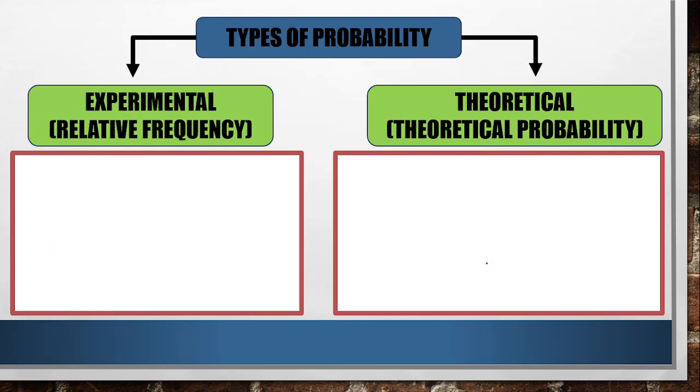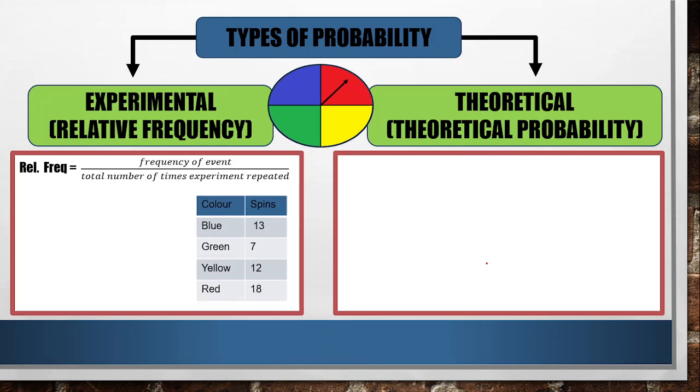Let's look at the two types of probability. So we have experimental and theoretical. So there is a formula for experimental. It's called relative frequency. So it's the frequency of events over the total number of times the event repeated. And then we've got an example here.